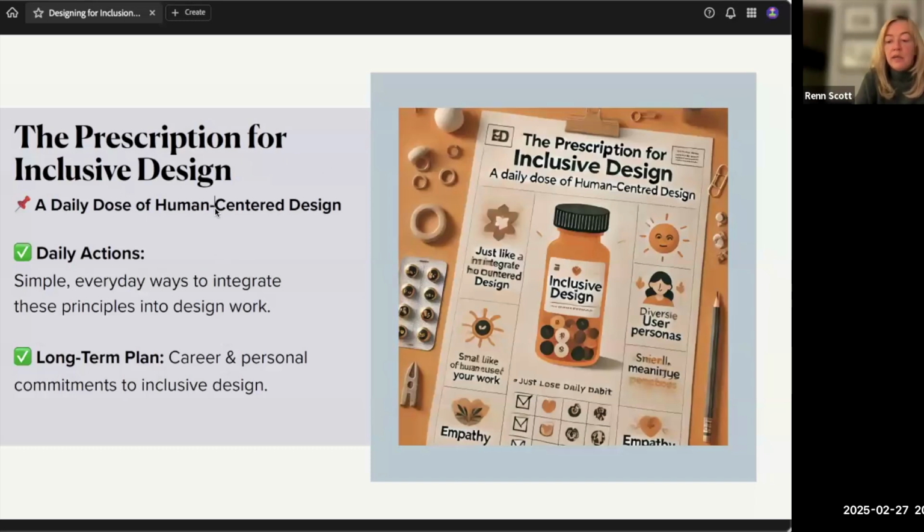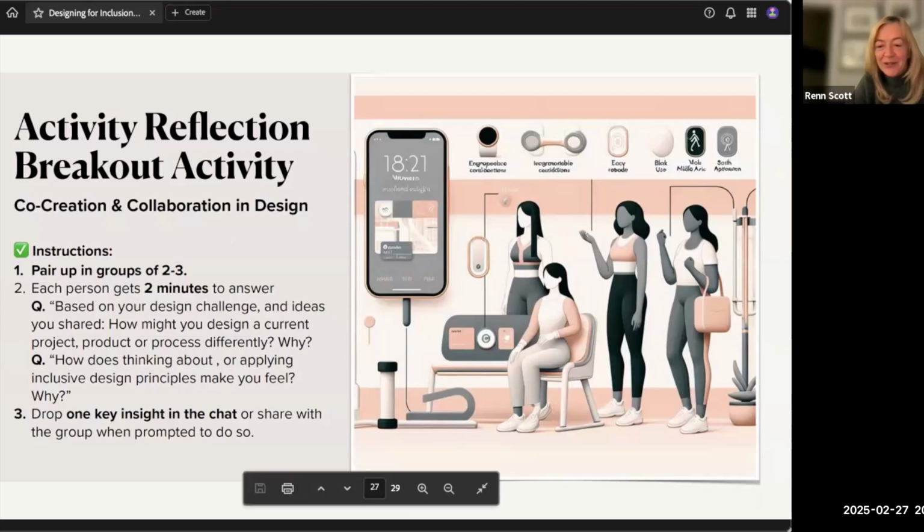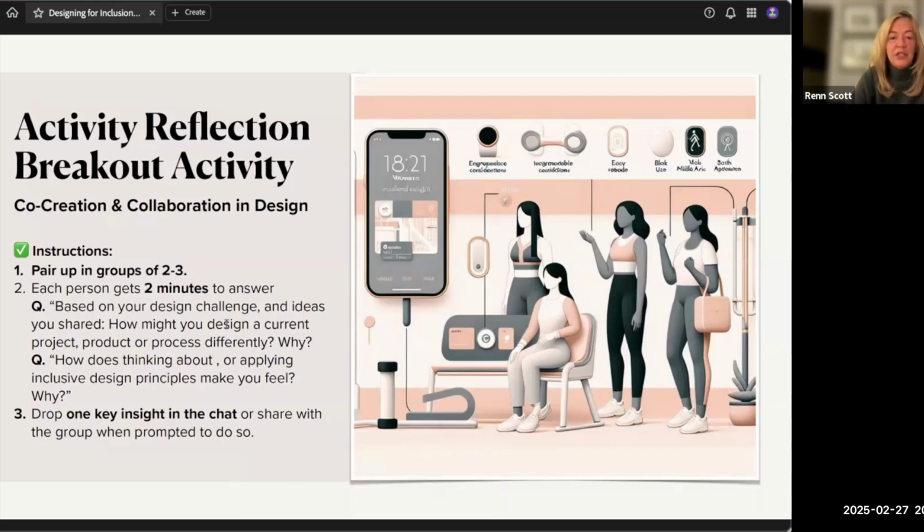Next up, with that in mind, we were going to split, but instead of splitting now, because I think we'll lose people with just a few minutes left, I will ask you to add into the chat, and we may have time for one or two people to shout this out loud. Based on your design challenge and the ideas that you had the opportunity to share, how might you design a current project, product, or process that you're working on differently going forward?